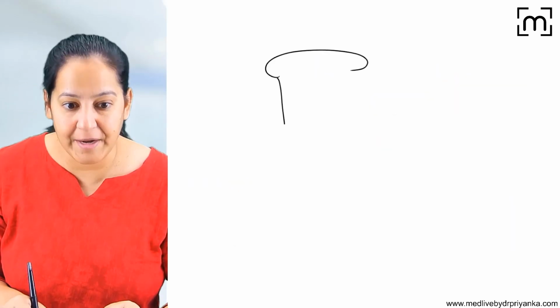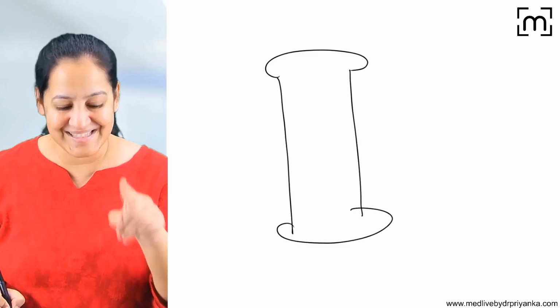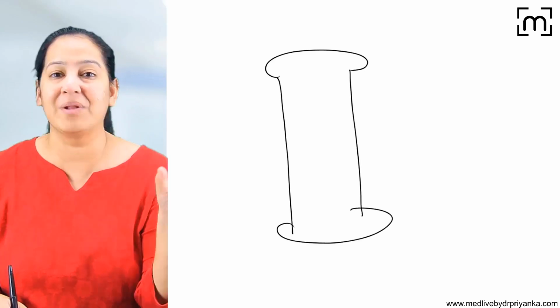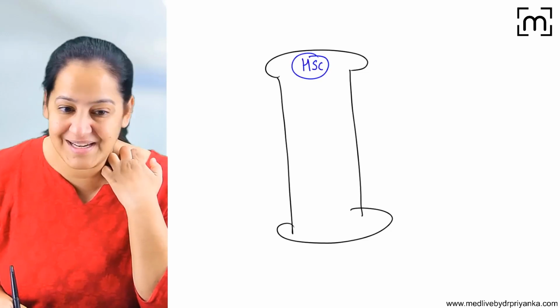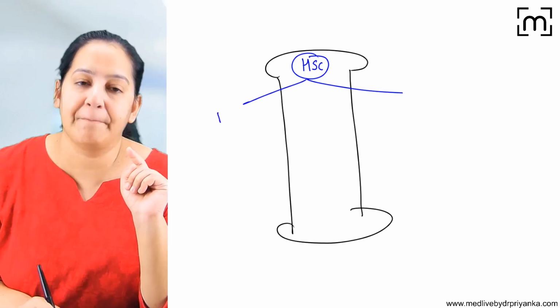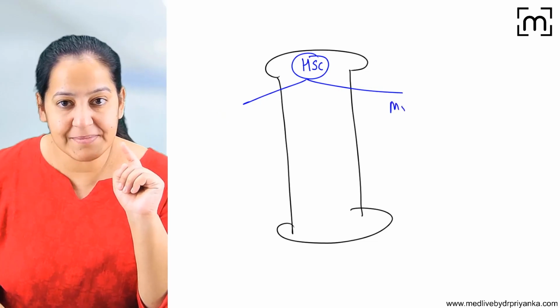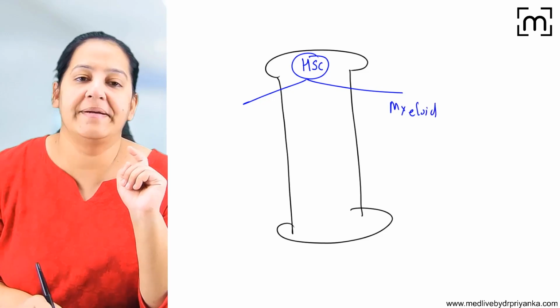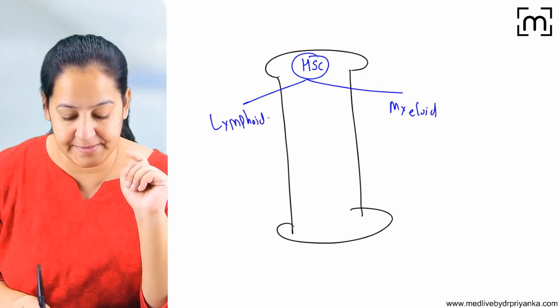So let me draw a bone marrow for you. Here you can all see I am drawing a bone marrow for you. Inside the bone marrow, the first cell, the ancestor of all cells, which gives rise to all the cells, the precursor of all cells, is known as hematopoietic stem cell. So the first cell is hematopoietic stem cell. From this hematopoietic stem cell, two stem cells arise: the myeloid stem cell and lymphoid stem cell. You can see here I am writing myeloid and lymphoid stem cell.